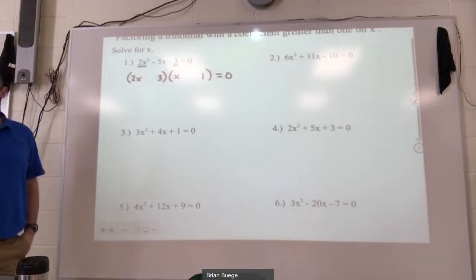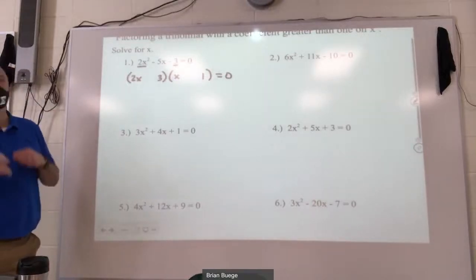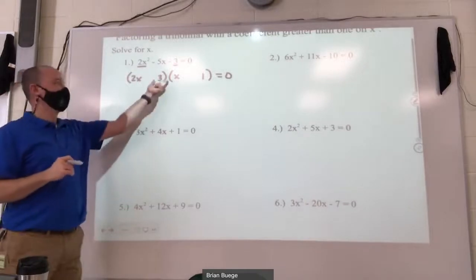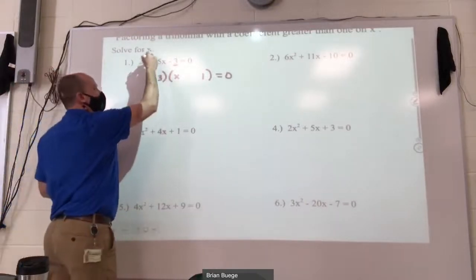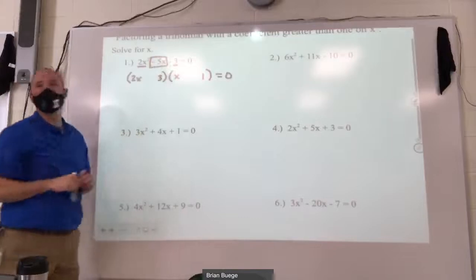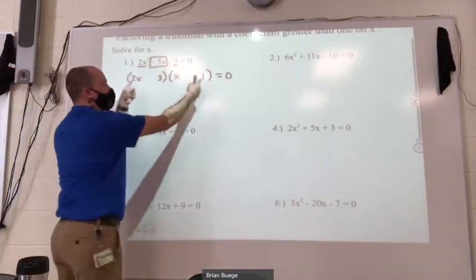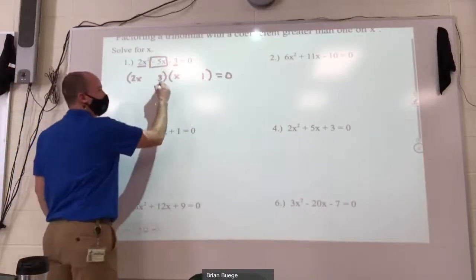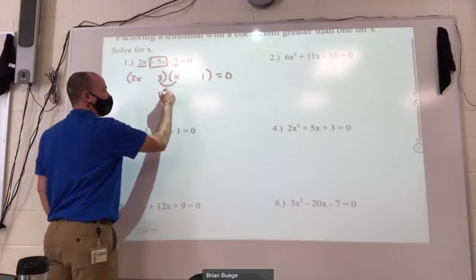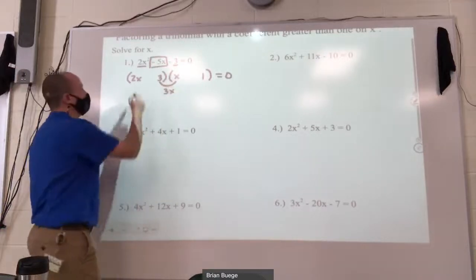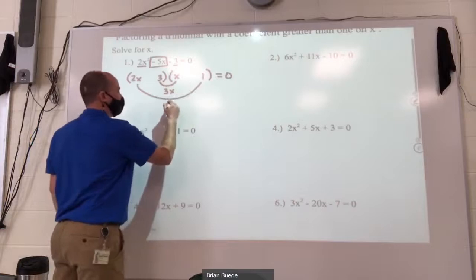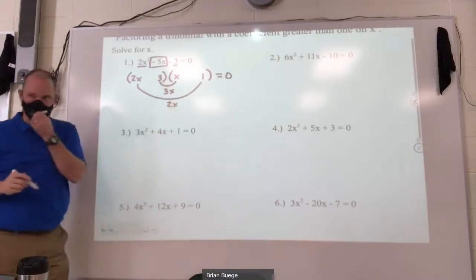Now, here's your third step, and here's why I taught it this way even when you didn't necessarily need to. You got to check the inside and the outside in order to get this middle term. We're still looking for that middle term. Check the inside and the outside. So here's the idea. If I multiply those 2 together, I get 3x. If I multiply these 2 together, I get 2x.